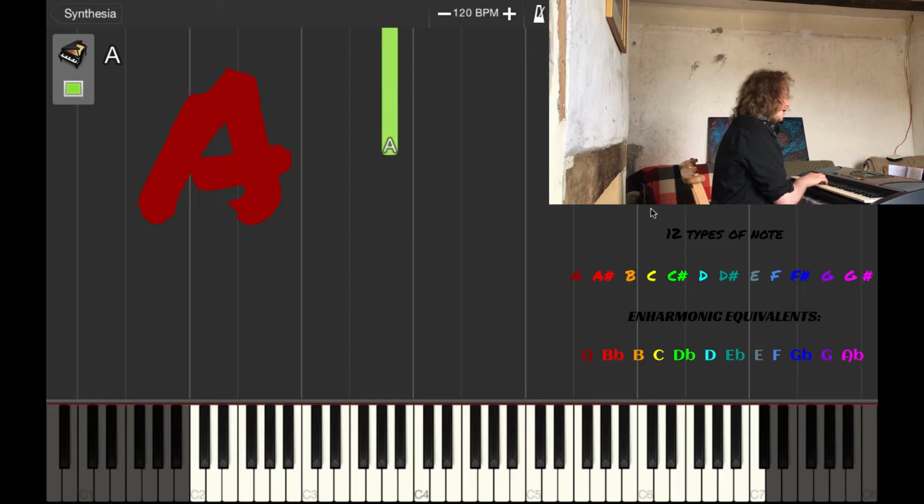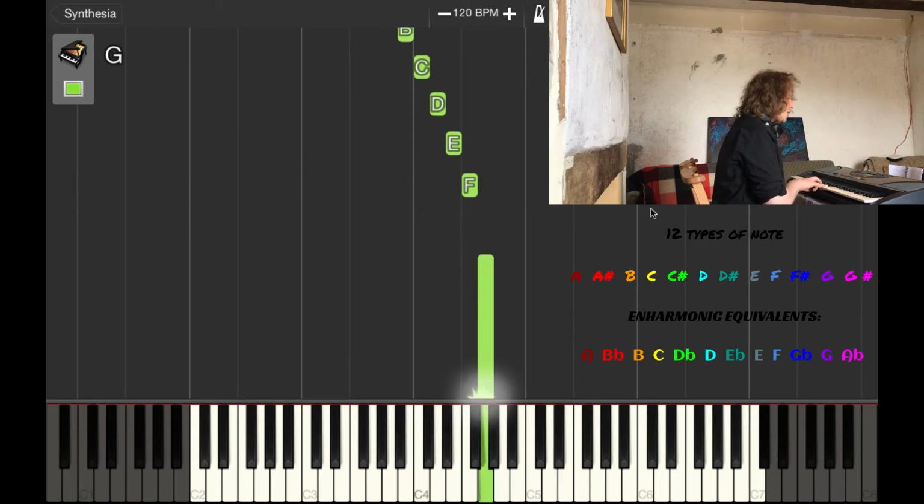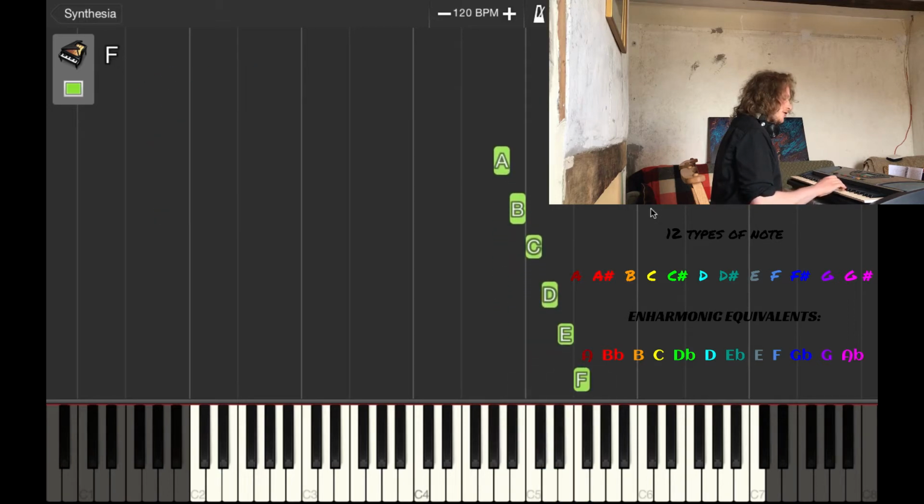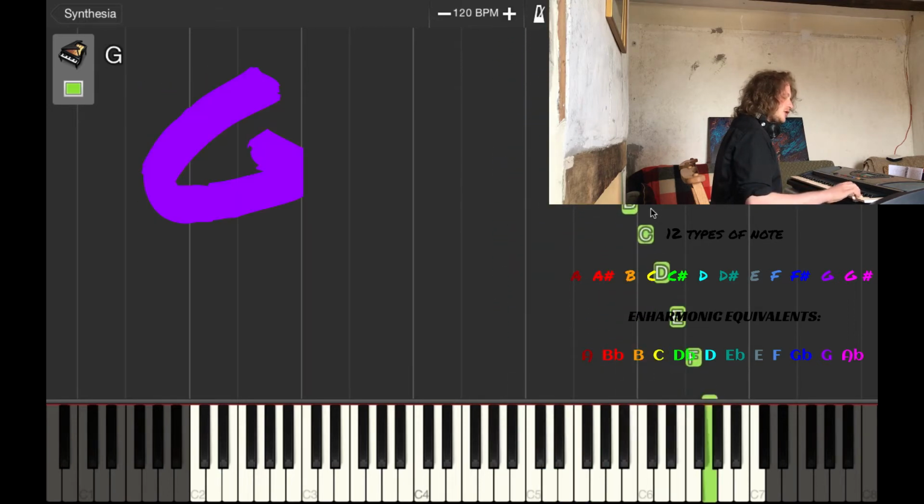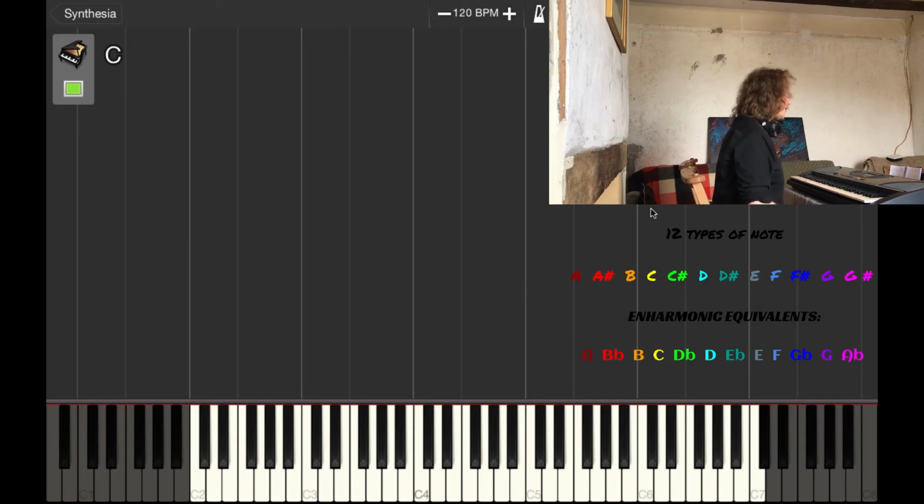If we start with A this time, we now have A, B, C, D, E, F, G. When we get to G, we don't continue the alphabet, we start the process all over again. A, B, C, D, E, F, G, A, B, C, D, E, F, G, until we eventually run out of white notes.